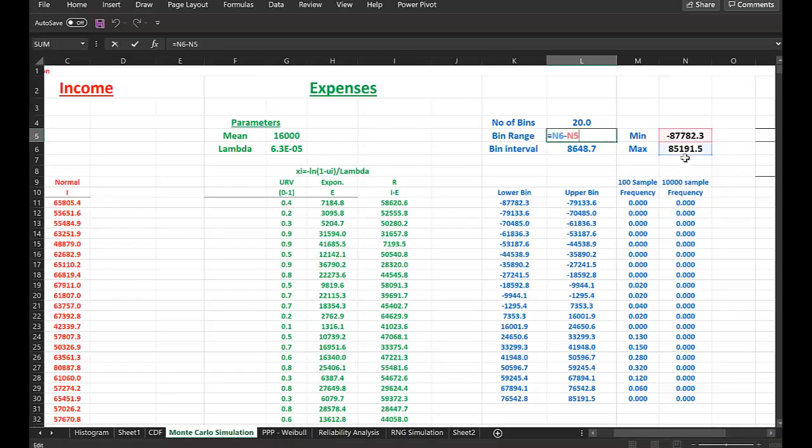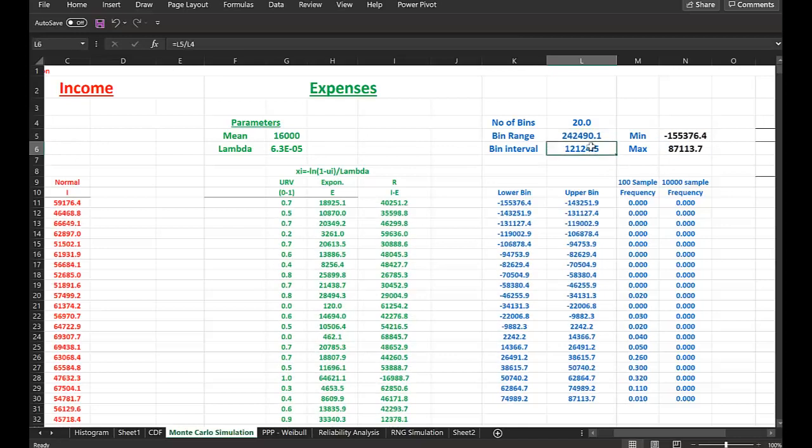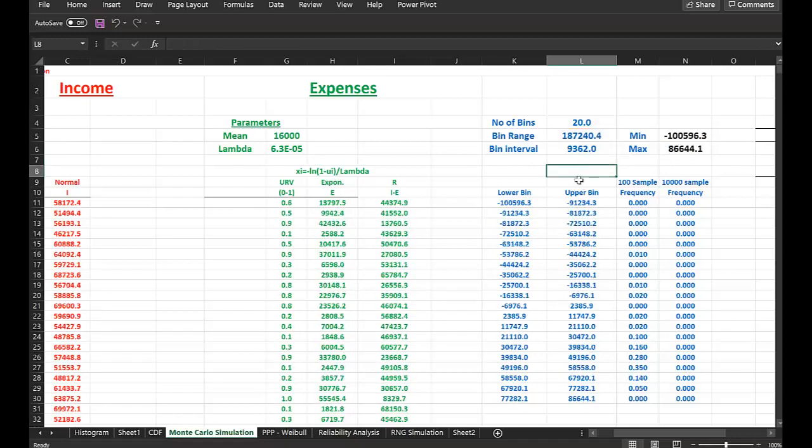So this is the maximum, N6, and this is N5, so the maximum is N6. So N6 minus N5 gives me the bin range. And if I divide this by 20, that will give me the bin interval. So now I know each bin size.